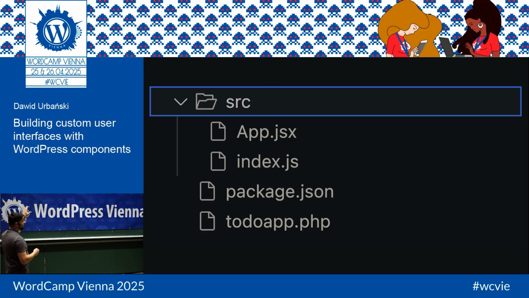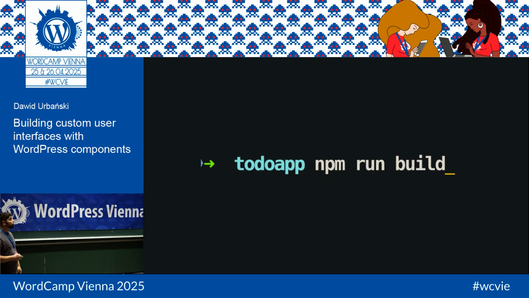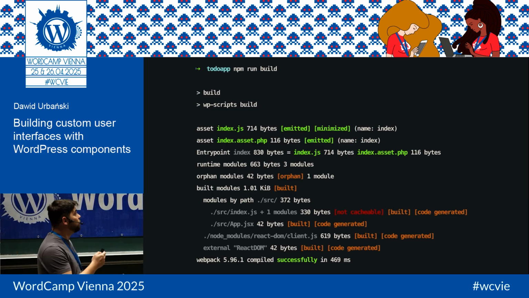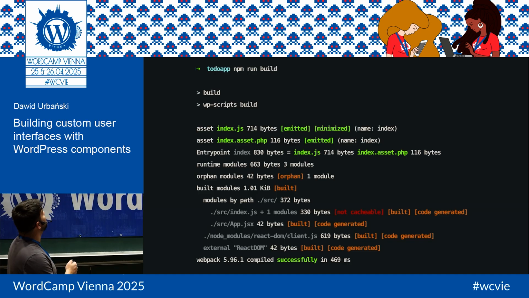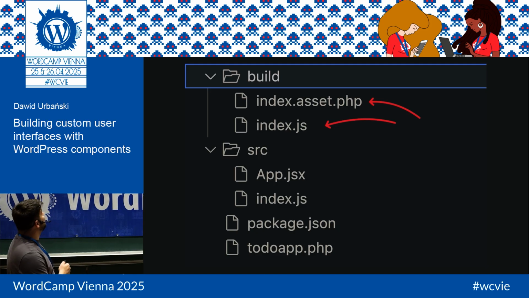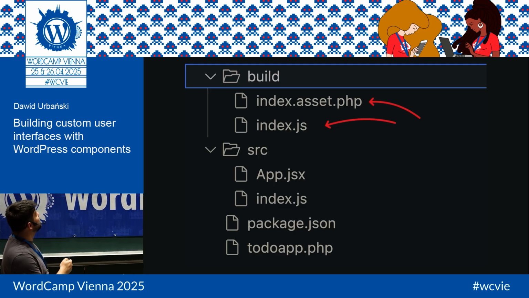So when we have this, we go to our terminal and run the build script that we added, by running npm run build. It will spit out this output. And this is the same output as you see when you work with custom block development, because it's the same tooling. Once we've done this, we have a new build folder, where we have index.js. This is all the code bundled, the one we have in index.js and App.jsx in one file, and then we also have this index.asset.php.